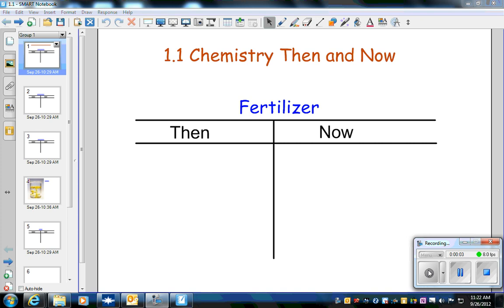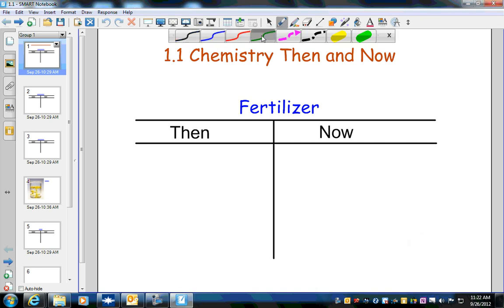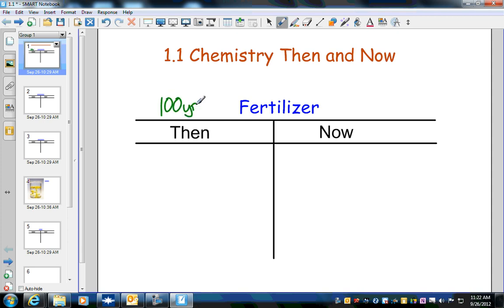Welcome to Chemistry 1.1, Chemistry Then and Now. When we talk about then, we're looking at approximately 100 years ago. And now we're looking at now.